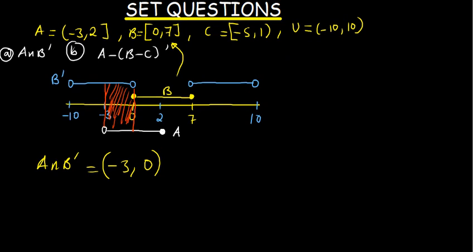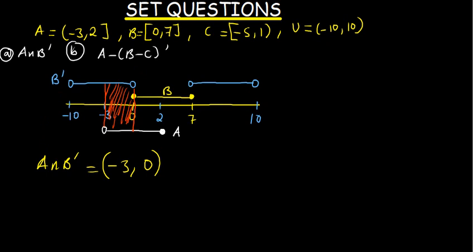And then also at 0 I'm going to put a dot, start going in the region outside B. Then I'm also going to end at -10 because that's where the universal set starts. And then I'm going to get that says B complement, this and this, that's B complement.